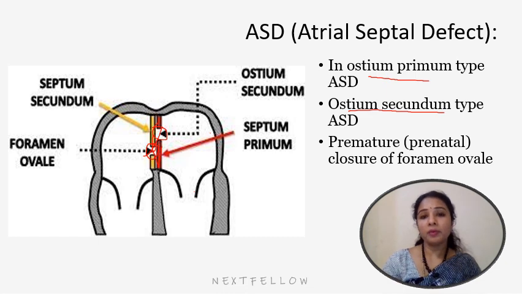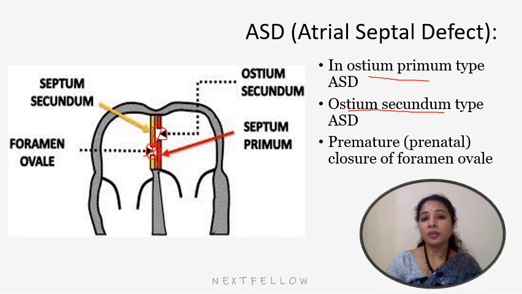In ostium primum type atrial septal defect, the blood keeps flowing from the left atrium to the right atrium through the foramen ostium or foramen primum. In this condition the septum primum fails to fuse with the endocardial cushions, and the defect is immediately above the atrioventricular boundary. It may also be associated with ventricular septal defect. It is less common than ostium secundum type, that is secundum atrial septal defect.